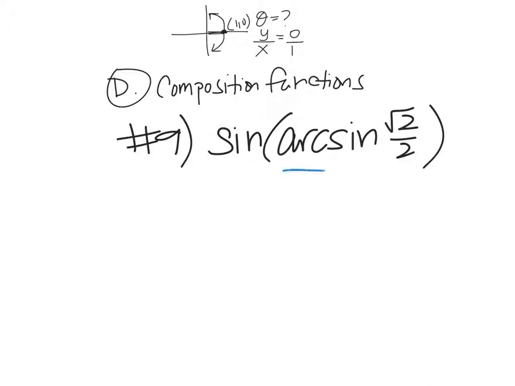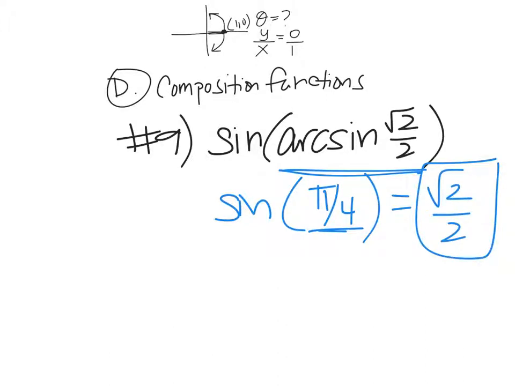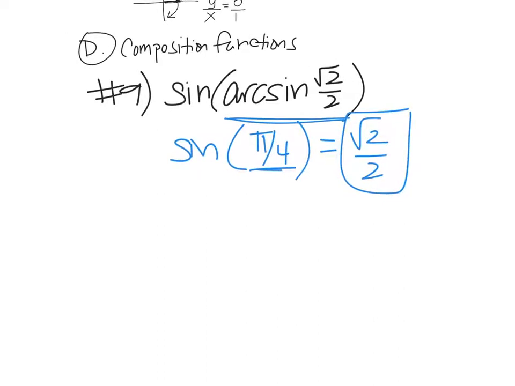Let's evaluate the inside. What is the arc sine of rad 2 over 2? The question is, what angle gives me rad 2 over 2? The answer to just the inside part is pi over 4. Now I need to evaluate the sine of pi over 4, which is rad 2 over 2. So in this case, my sine and my arc sine cancel out. It's kind of like if I said, take a number and square root it and then square it, as long as the number's in the domain. But it doesn't always work going the other way.